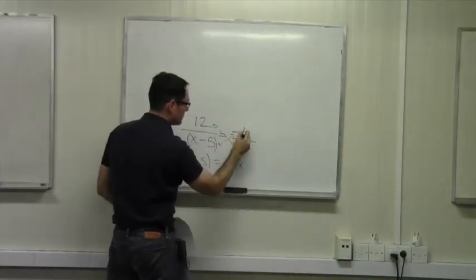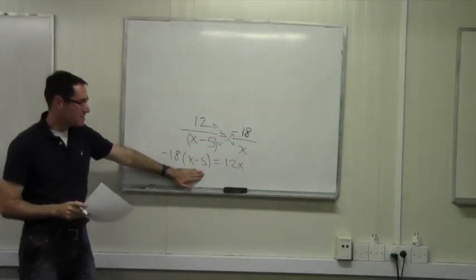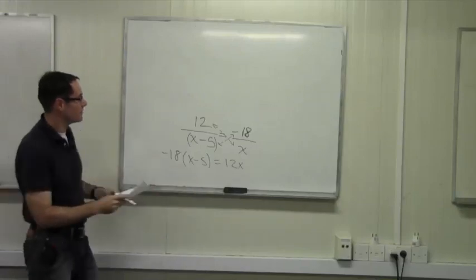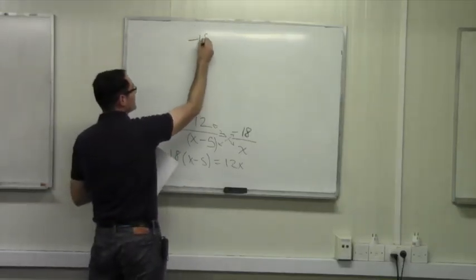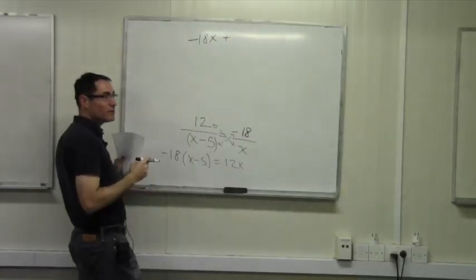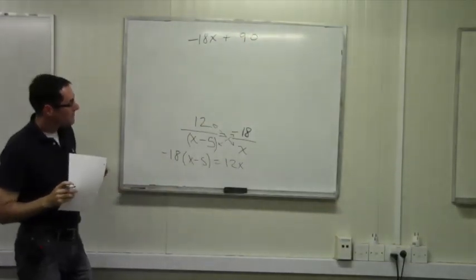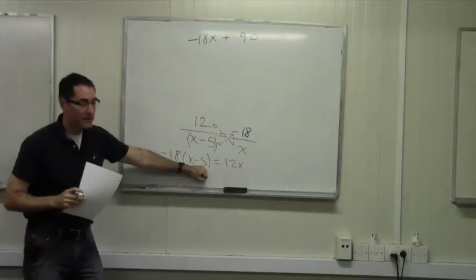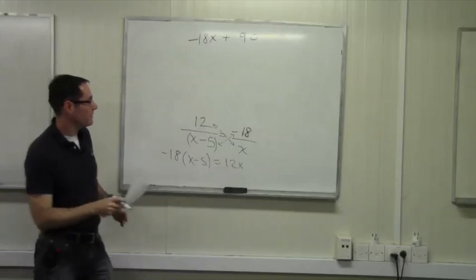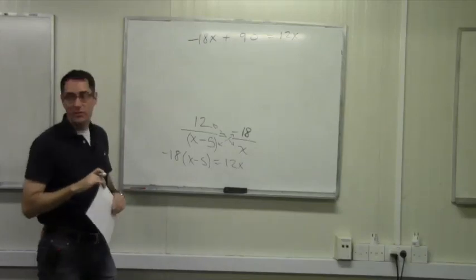All right, so now we distribute the 18 through. You don't have to. In fact, yeah, it's probably best to. I would distribute the negative 18 through here. Negative 18x plus, what's 18 times 5? 90. Thank you. And remember, negative 18 times negative 5. Don't forget that. So it's going to be plus 90. Equals 12x.